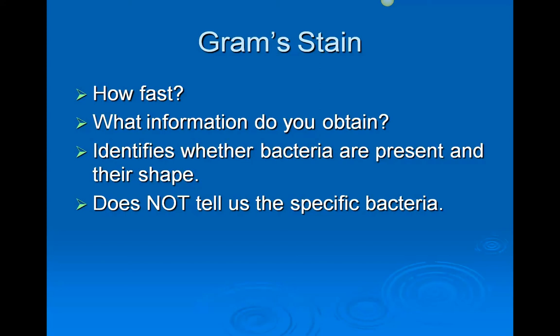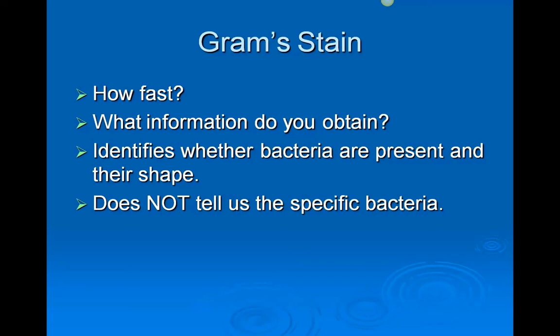When someone's ordering a gram stain, they want fast results, so we can get those results in as little as 15 minutes. But the information is limited. It won't tell us the specific type of bacteria that's present. It will tell us if bacteria is there, and it will tell us the shape of it. So it might be helpful if we were screening for something like meningitis. Meningitis can have a bacterial and viral form.